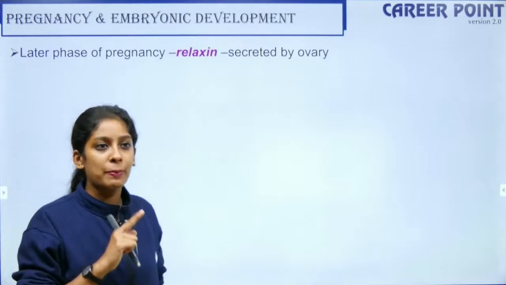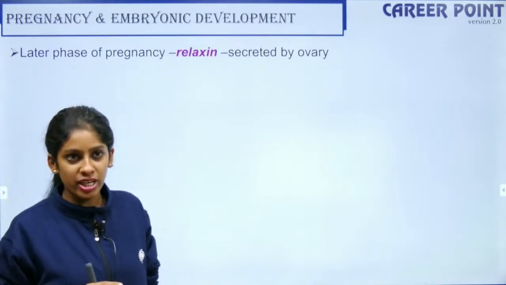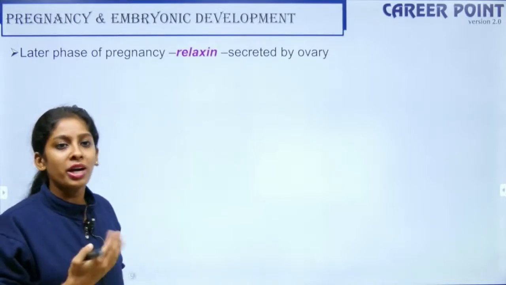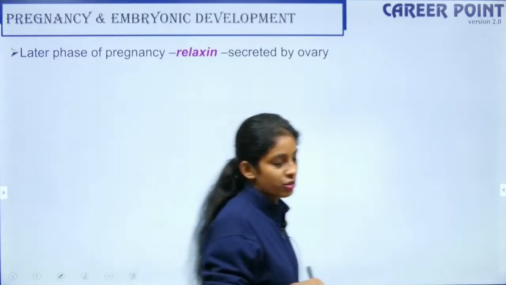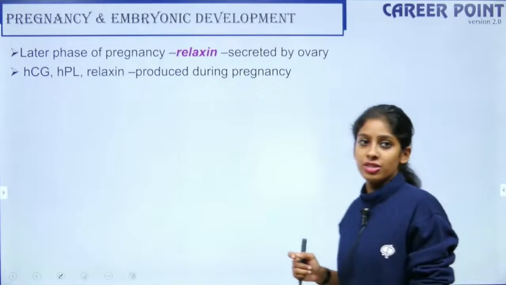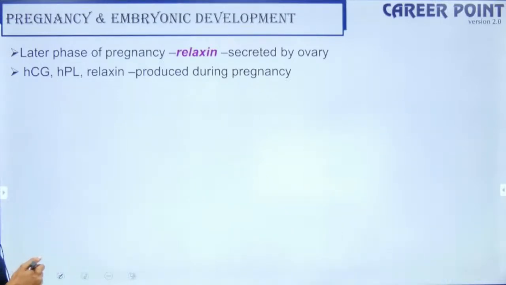It is like a feedback mechanism. The inhibin that is secreted acts on your pituitary gland to stop the production of gonadotropins. Now we no longer need FSH and LH, right? So that is the role of inhibin. So your HCG, your HPL, relaxin are produced during the pregnancy.